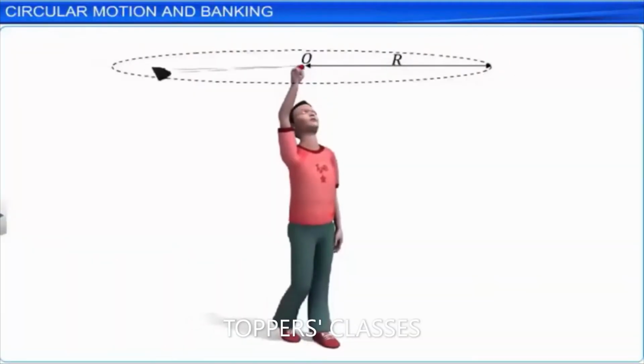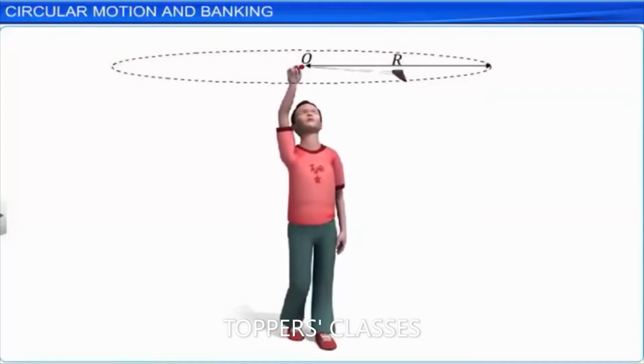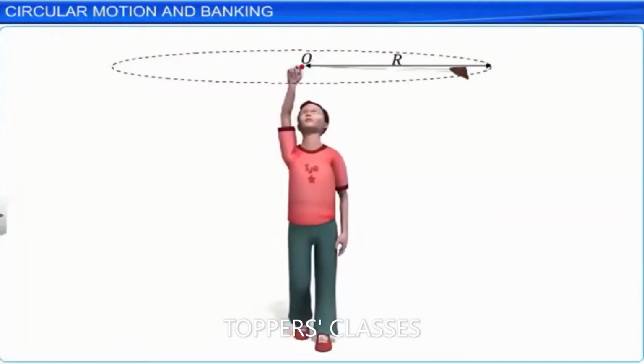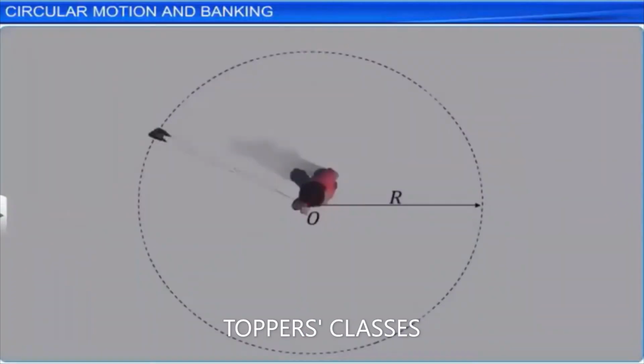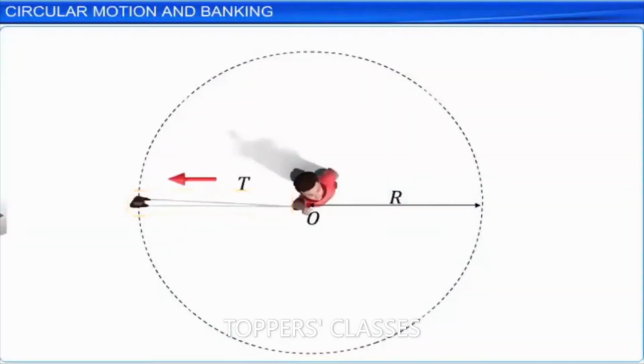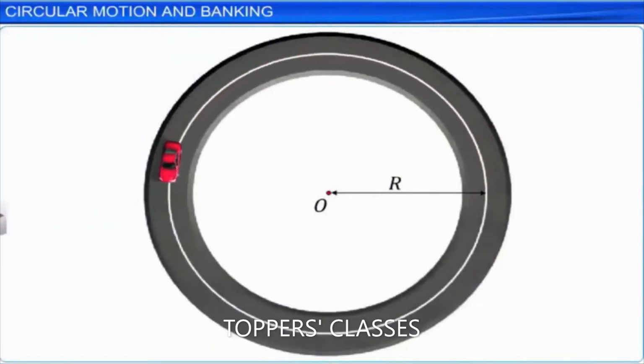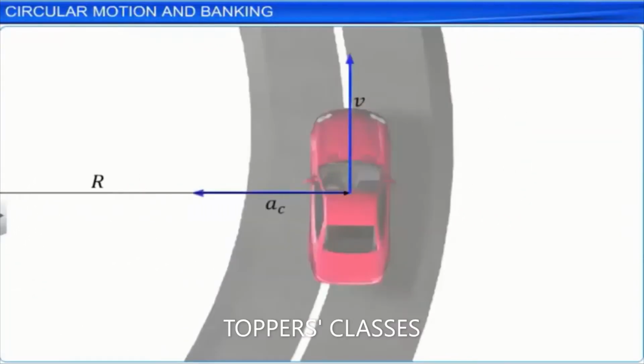A simple example of centripetal force is that of a stone tied to a string and rotated in a circle in a horizontal plane. The tension, T, in the string provides the required centripetal force. This tension in the string is due to the pull exerted on the string by the person, which prevents the stone from flying away. Similarly, a car moving along a circular path at uniform speed also requires a centripetal force to keep it moving along the desired circular path. In this module, we will analyze the forces acting on the car during this motion.